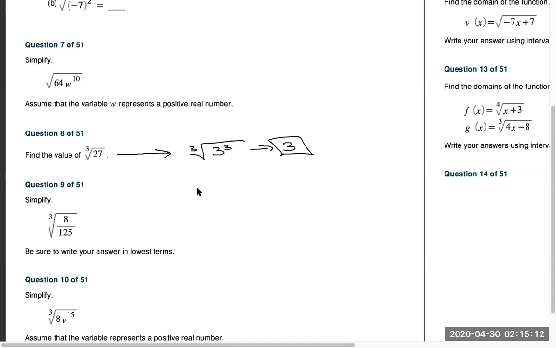Keeping in that spirit, let me go ahead and do number 9 before I do 7. Remember, we had that quotient rule for radicals. We can change this to cube root of 8 divided by cube root of 125. The cube root of 8, what 3 numbers multiply to 8? That's going to be 2. What 3 numbers multiply to 125? 5.